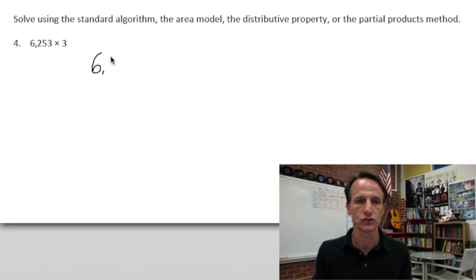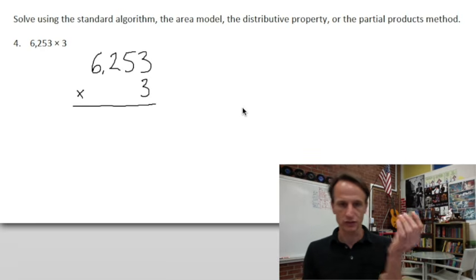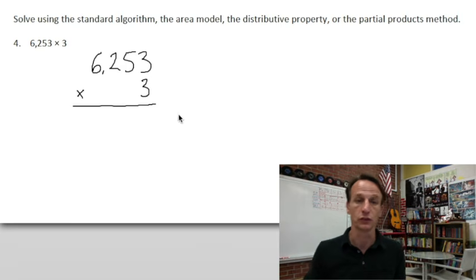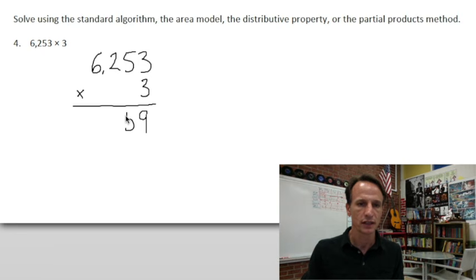So 6,253, and we are multiplying that by 3. And remember with standard algorithm, it's where we place our products that recognizes their value. And so we just think of it as 3 times 3, 3 times 5, 3 times 2, 3 times 6. All right, so let's do exactly that. So let's start off with 3 times 3 is 9, yes. And 3 times 5 we know is 15. I will place the 5 and regroup the 1 now in the hundreds place.